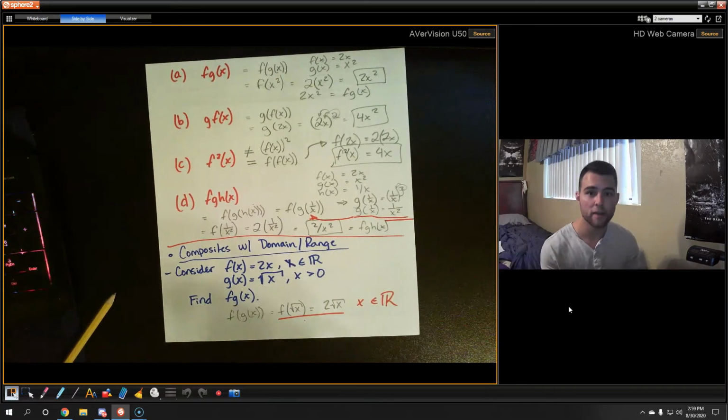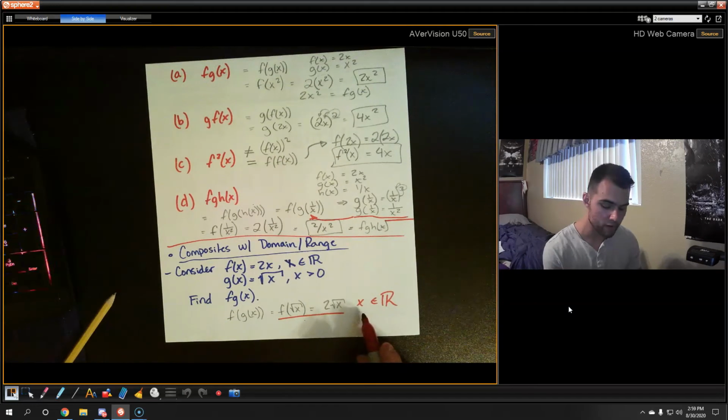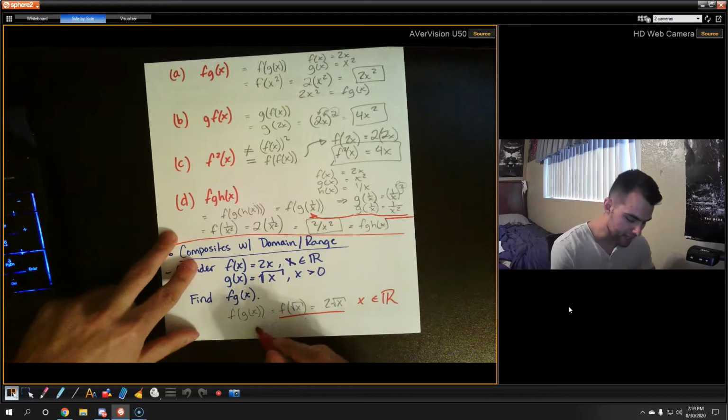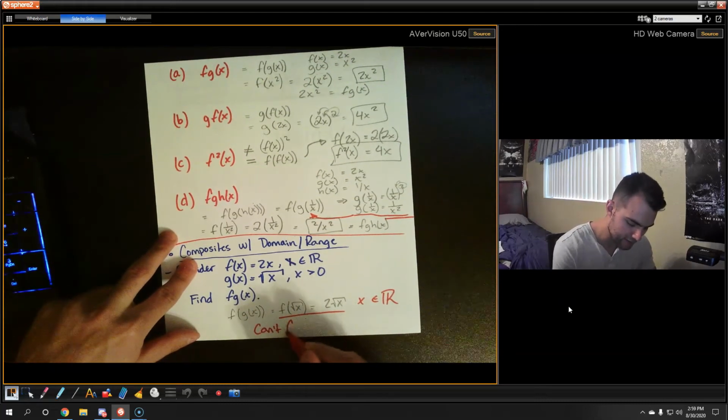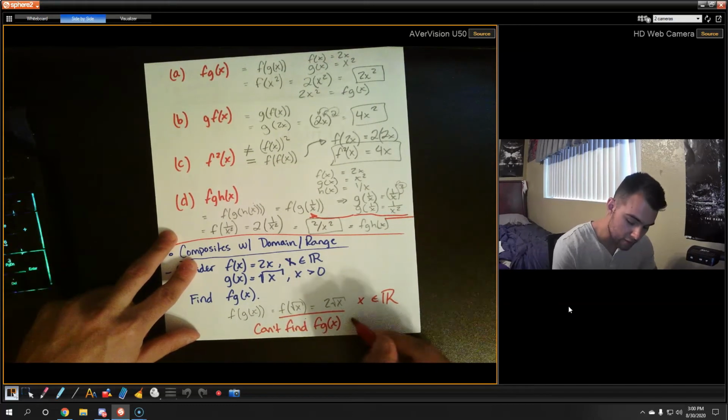But I could tell you right off the bat, if I plug in -1 for this, it's not going to work. I'm going to get an imaginary. So I actually cannot do this. I can't find f of g of x due to domain restrictions.